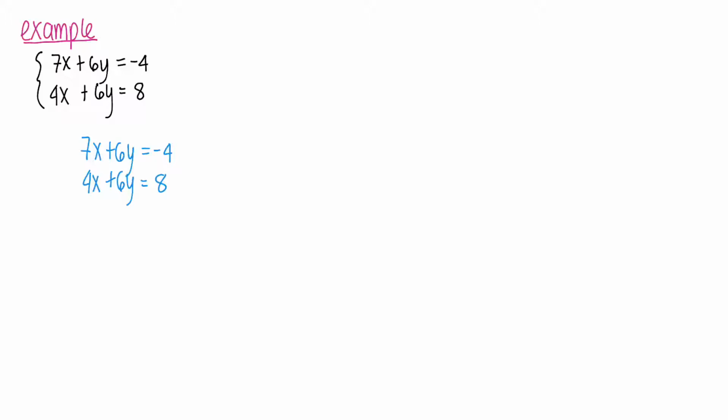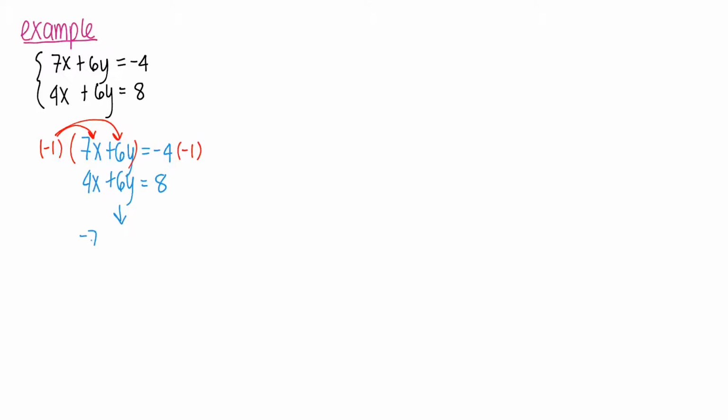I want to have something cancel when I add straight down. Now, if I added straight down right now, these guys wouldn't cancel, they would turn into a 12y. However, if I could make one of these 6y's into a negative 6y, then they would cancel. So I'm going to do just that. I'm going to multiply one of them, and it doesn't matter which, by negative 1 on both sides. Make sure you are distributing.